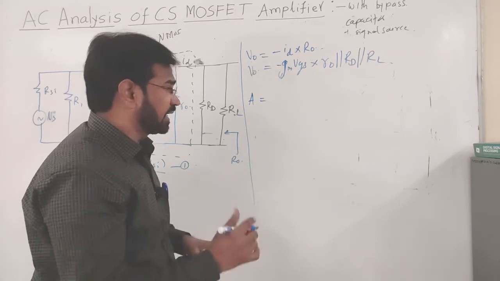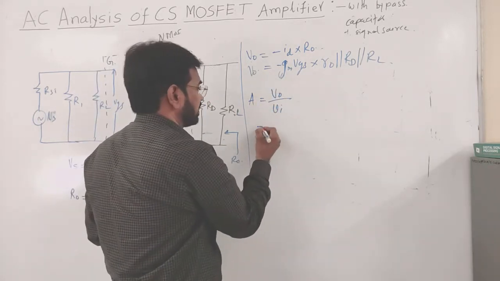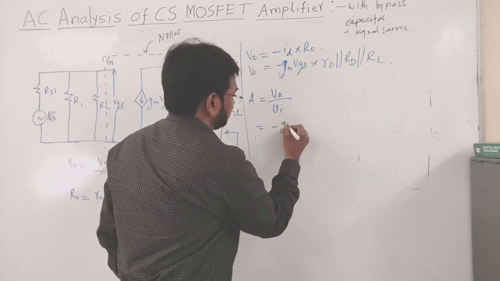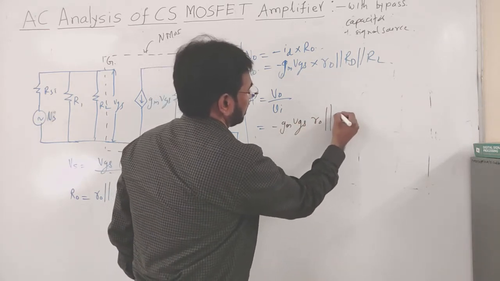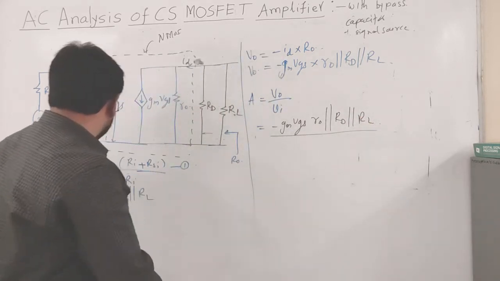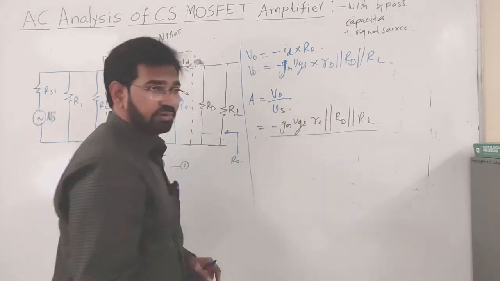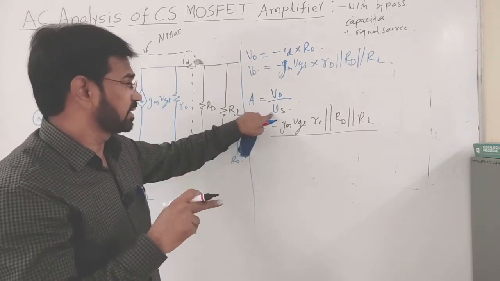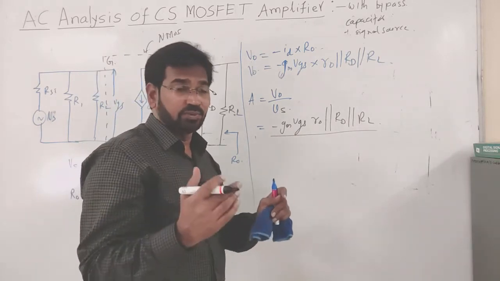Voltage gain. If A is the voltage gain, it is output voltage divided by input voltage. So, what is the V naught equation? It is minus Gm Vgs, R naught parallel to RD parallel to RL, divided by the equation of Vs. Sorry, it is Vs here. We are considering the source resistor as well, because of that Vs is an important term here. We can use Vi also, but we have taken the source resistance also.